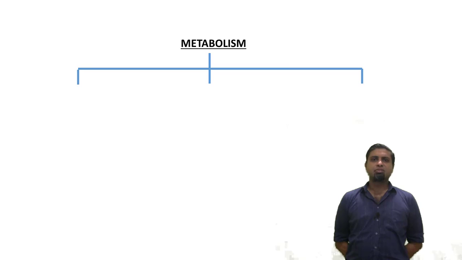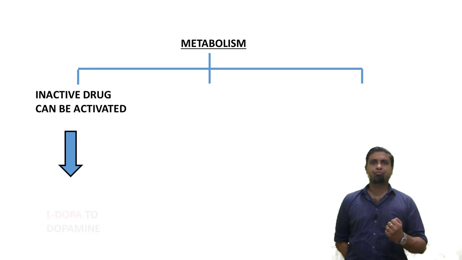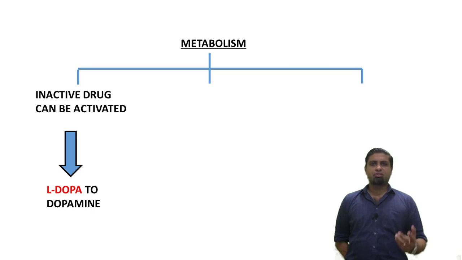Now, it's often erroneously defined that metabolism means the inactivation of xenobiotics, but this isn't always true. There are instances where an inactive drug or a pro-drug is metabolized to an active form. The most famous example is that of levodopa. Levodopa by itself has no activity whatsoever. It's a pro-drug. But it passes through the blood-brain barrier, enters the brain, where it gets metabolized to dopamine, which is very useful in the treatment of Parkinson's disease.